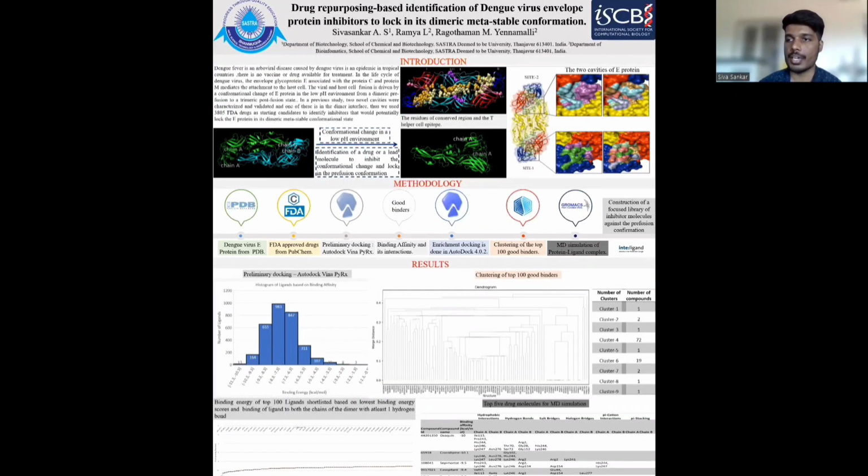I'm from India. I'm currently pursuing my master's in the stream of biotechnology at SASTRA Deemed University, Thanjavur, Tamil Nadu. I'm glad to present my work in this conference, which is about drug repurposing-based identification of dengue virus envelope protein inhibitor to lock it in its dimeric metastable state.